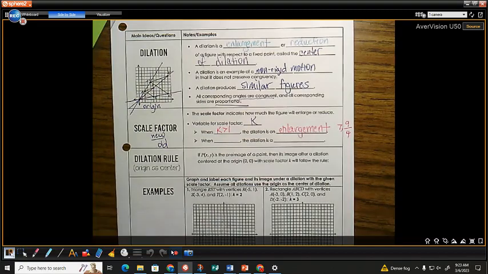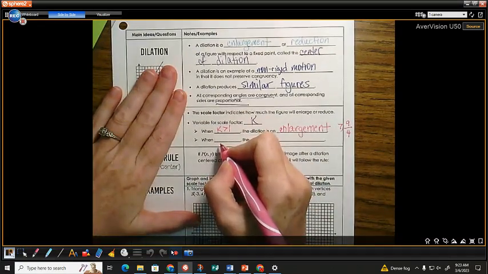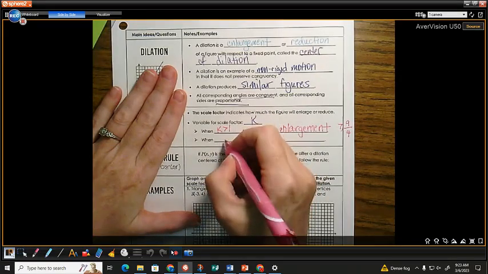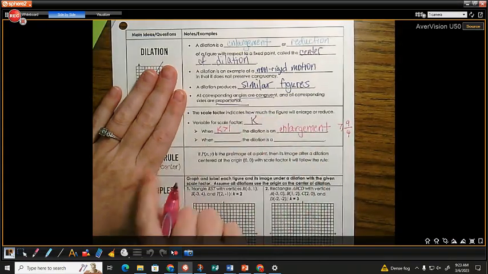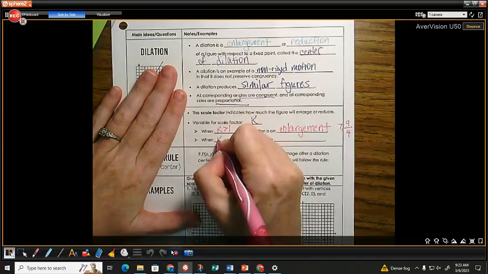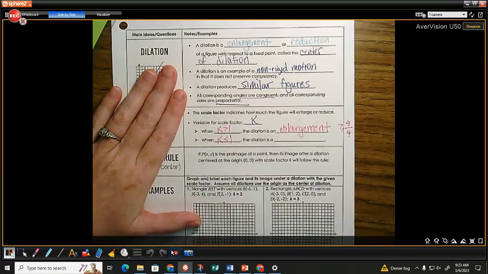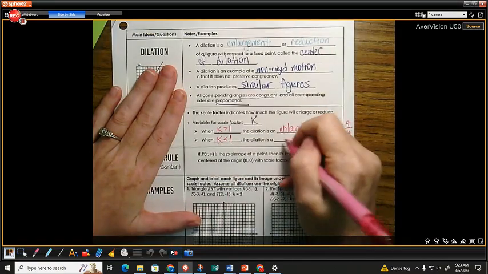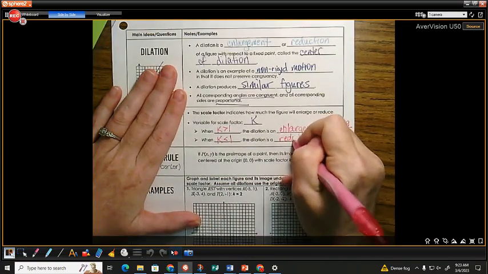Okay, so for an even bigger challenge, what's the other version? Okay, and so I'm going to just write it in the same order though, so I'm going to say when K is less than 1. So I just flipped what you said over. And then the dilation is a reduction. It'll be called a reduction.